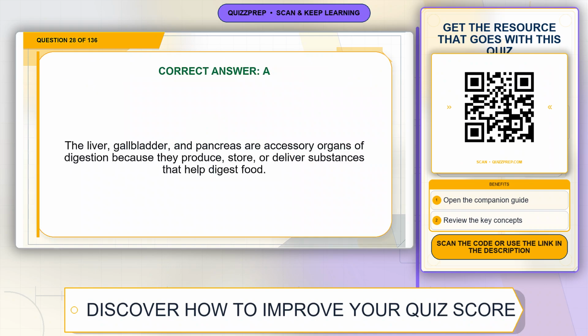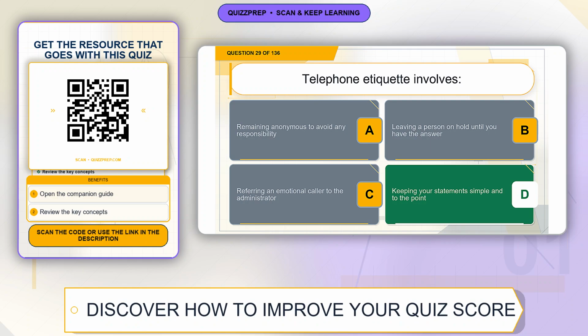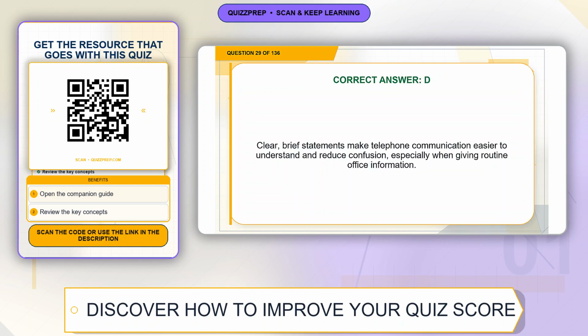digest food. Question 29. Telephone etiquette involves option A, remaining anonymous to avoid any responsibility. Option B, leaving a person on hold until you have the answer. Option C, referring an emotional caller to the administrator. Option D, keeping your statements simple and to the point. The correct answer is option D, keeping your statements simple and to the point. Explanation. Clear, brief statements make telephone communication easier to understand and reduce confusion, especially when giving routine office information.